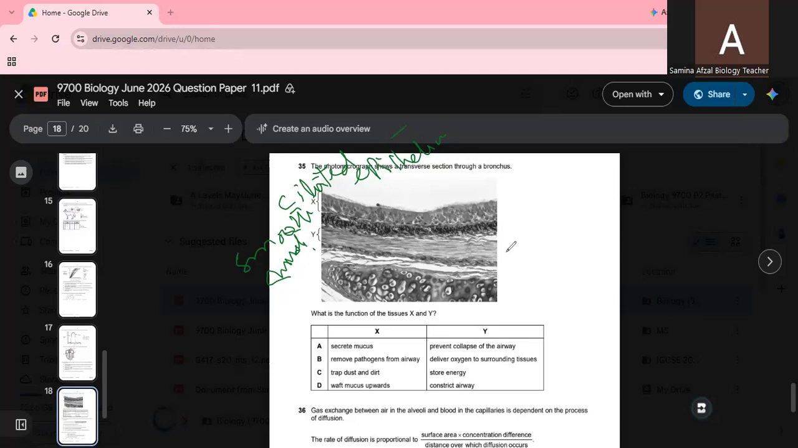So I am going to waft mucus upward. So D is the correct option. Y constricts the airways. D is the correct option. It will not secrete mucus. This is the role of the mucus gland, to remove pathogens from airways. Again, this is the mucus work of trapping dust particles. Again, this is the function of the mucus gland. So D is the correct option, in which the X role is to waft mucus upward and Y to constrict airways.